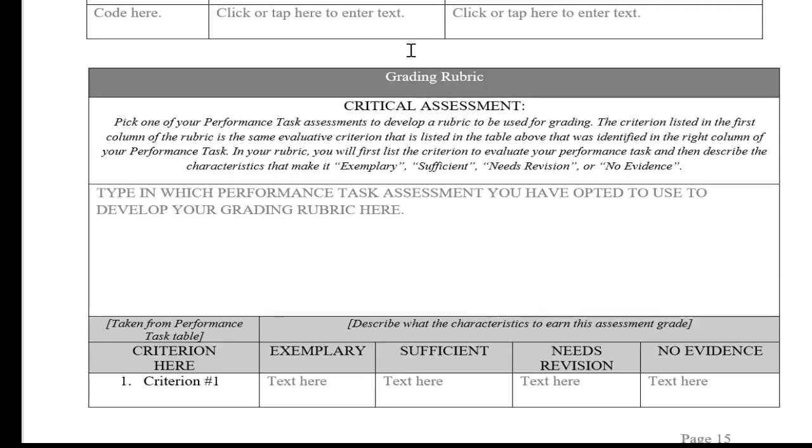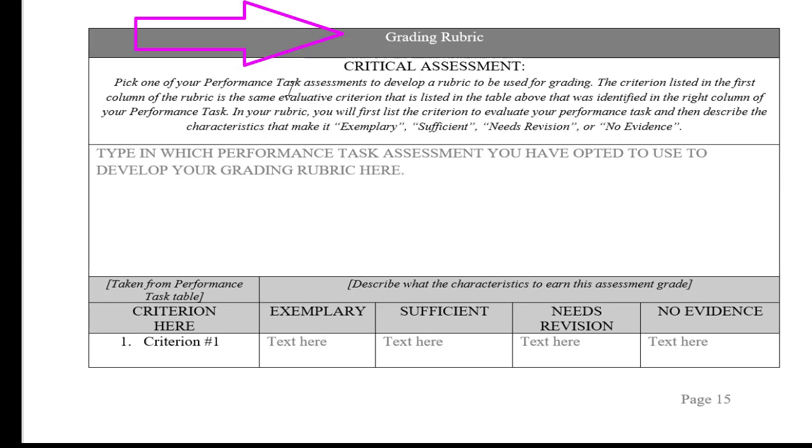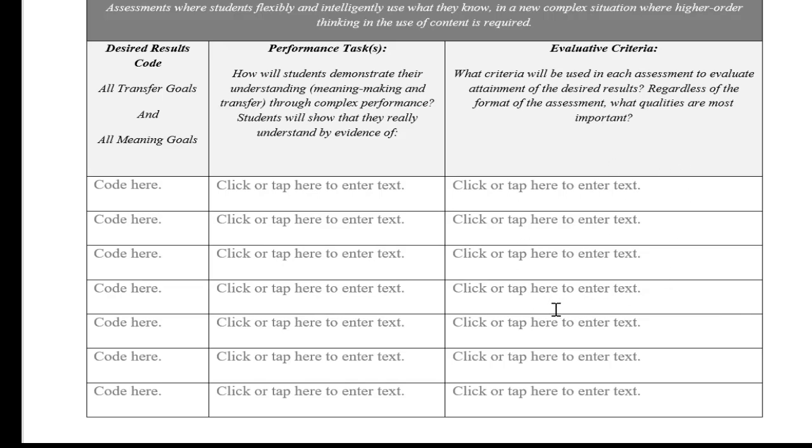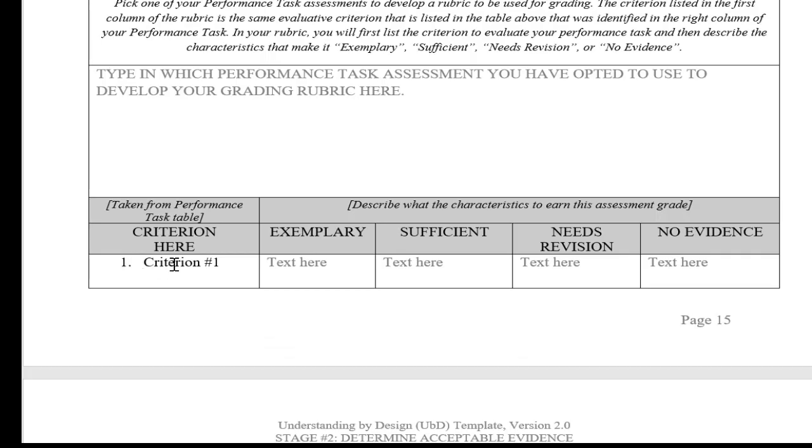And then down here, I think honestly is probably one of the most important things that you can use for the UbD template. It is going to be the grading rubric. So you're just going to pick one of your performance task assessments. Now, if you would like to create another rubric for a different one, or you could use the same rubric again, that's completely fine. The criteria listed in the first column of the rubric is the same as the criteria that you listed in the table. So whatever you listed up here, you're going to make sure that you put it here for your criteria. So you're now listing it out and being really descriptive.